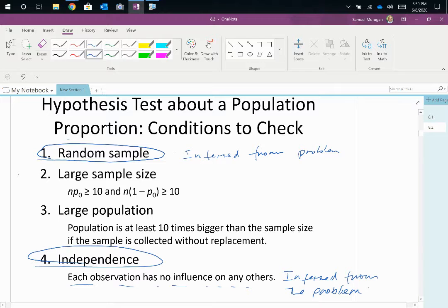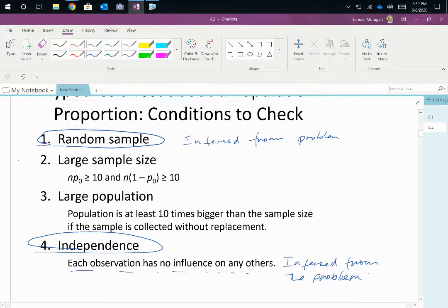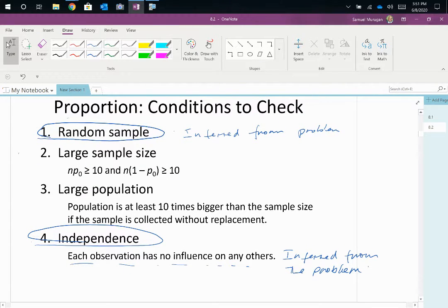The second condition that must be met here is the large sample size, where the sample size times the probability of the null hypothesis must be greater than 10, and then the sample size times 1 minus the null hypothesis must also be greater than 10. This condition must be met, and then the condition that the population is at least 10 times bigger than the sample size must also be met. So 4 conditions that must be met before you can use a hypothesis test.